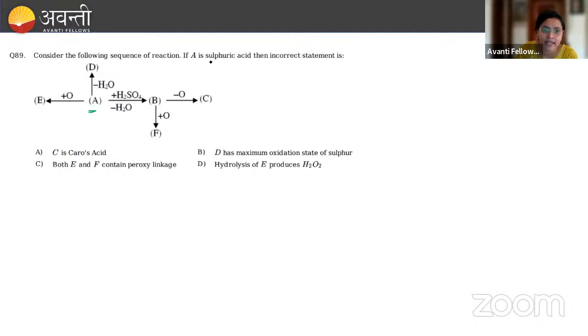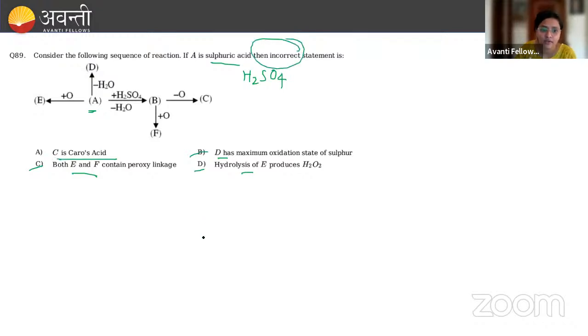हमको पता है कि A क्या है? Sulfuric acid है. That is H2SO4. Okay. And we need to find out D has maximum oxidation state of sulfur. E and F have peroxy linkage and hydrolysis of E produces H2O2. So all B, C and D are correct, but C is not correct, and that is what we need to find out.